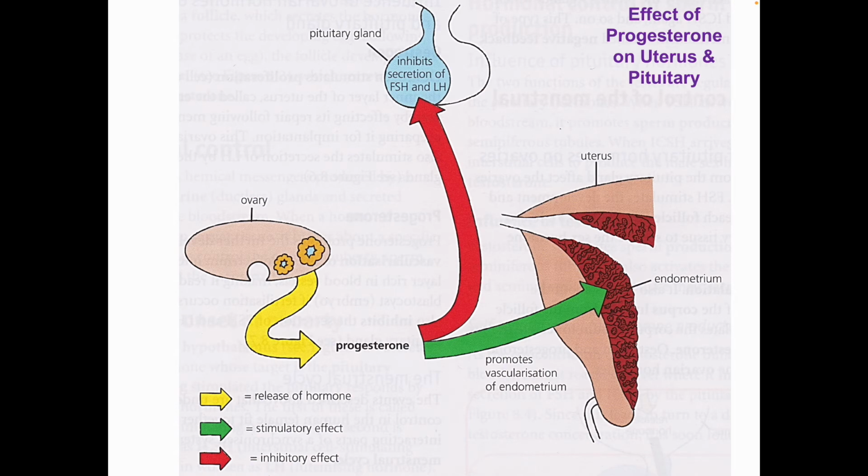So this diagram shows the actions of progesterone. Progesterone is released by the corpus luteum. It has a stimulatory effect on the endometrium, whereby it promotes vascularization, the growth of all these blood vessels. And progesterone has an inhibitory effect on the pituitary gland because it inhibits the secretion of FSH and LH.